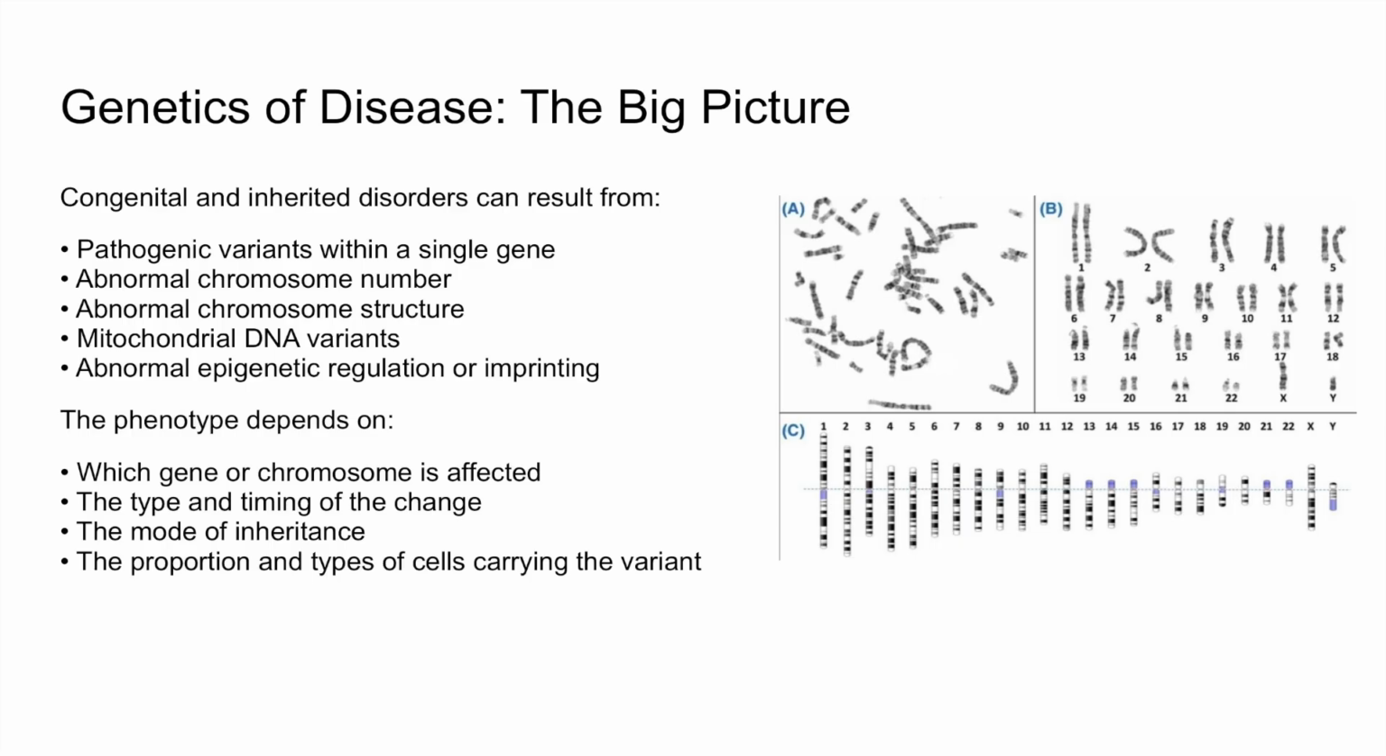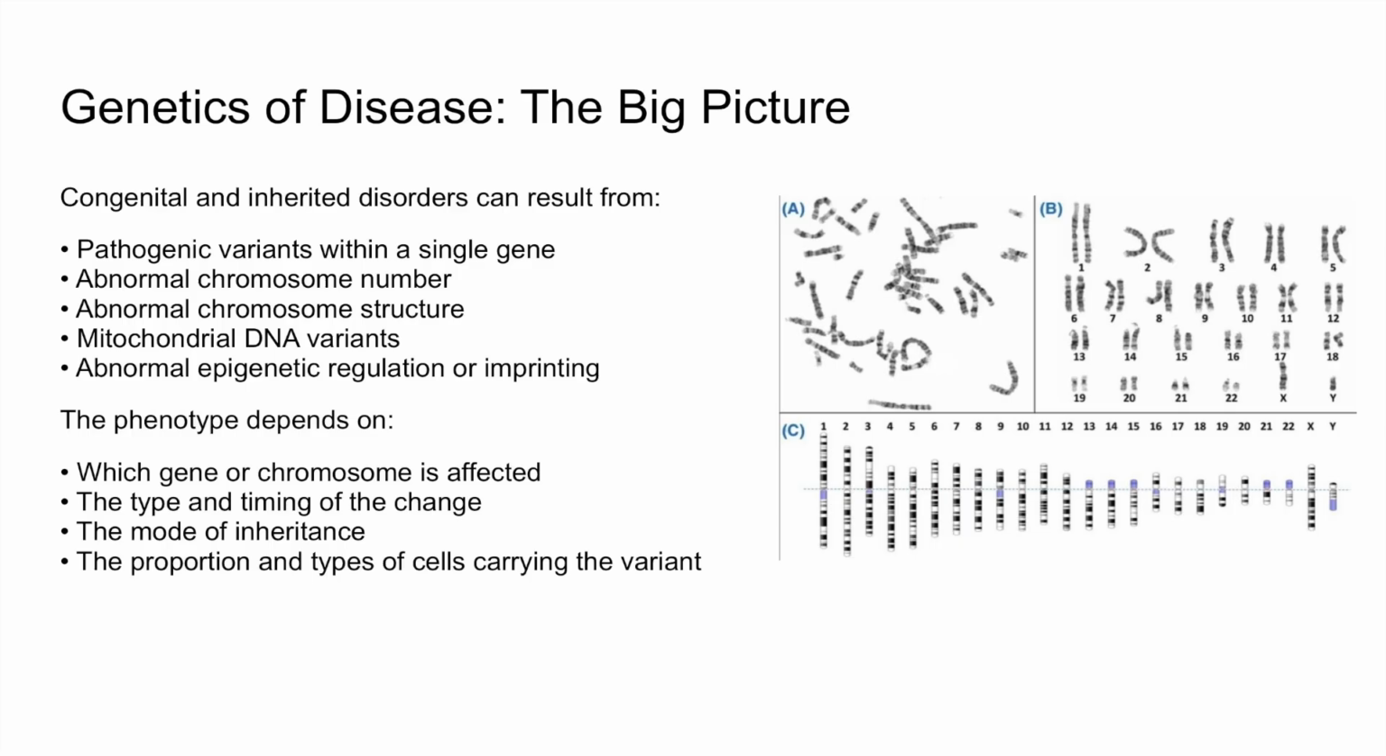So, big picture. Genetic disease is much broader than a mutation in a single gene. A disorder may result from a pathogenic single gene variant, an abnormal chromosome number, a structural chromosome rearrangement, a mitochondrial DNA variant, or an abnormal epigenetic regulation such as imprinting.